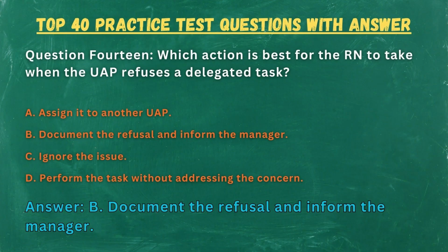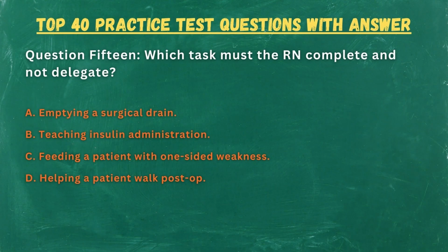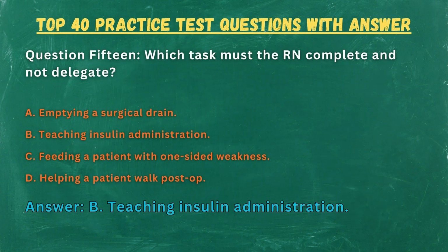Answer: B. Document the refusal and inform the manager. Question 15. Which task must the RN complete and not delegate? A. Emptying a surgical drain. B. Teaching insulin administration. C. Feeding a patient with one-sided weakness. D. Helping a patient walk post-op. Answer: B. Teaching insulin administration.